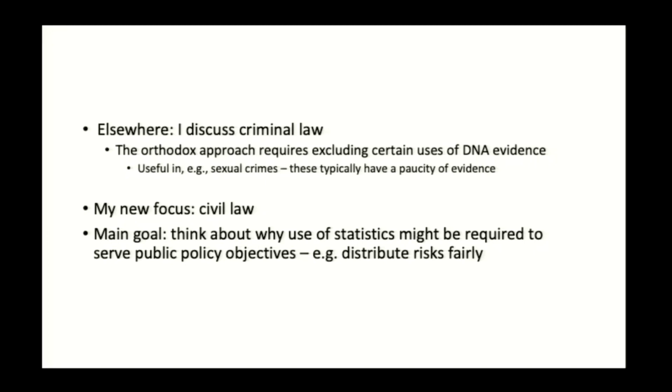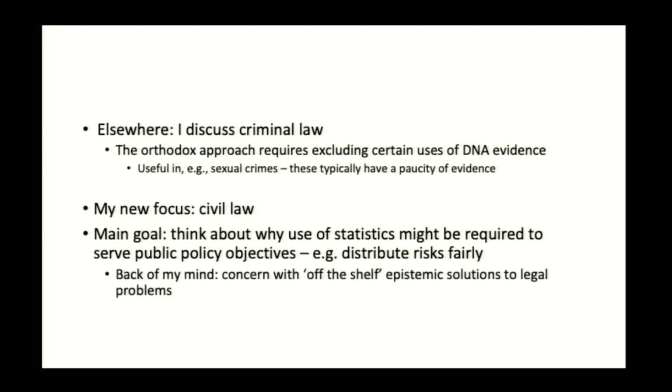So what I want to do is think about how statistics might be required to serve certain public policy objectives. My job title is Fellow of Philosophy and Public Policy, so I want to use the phrase public policy as much as possible and think about how statistics might serve these objectives, particularly in distributing risks fairly across society. And in the back of my mind, I want to be concerned with this sociological fact that I observed about using off-the-shelf epistemic solutions to make prescriptions about what are actually really practically important questions. I think if we did, as these epistemologists recommend, this would have some quite adverse effects across the legal system. So that's the big picture.